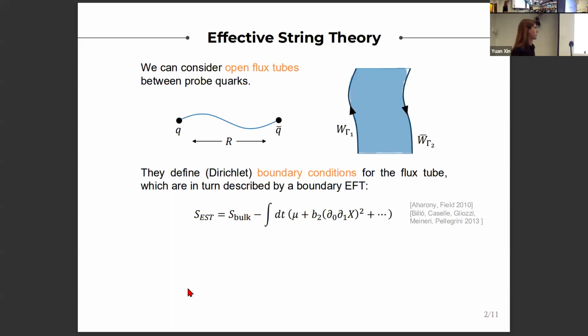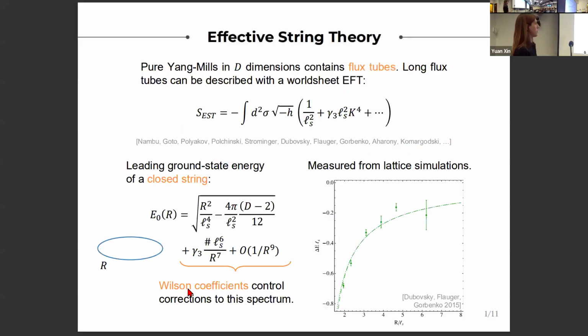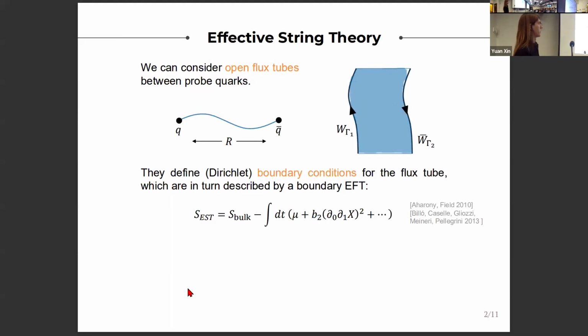And this boundary action also has an expansion in derivatives with some new fixed coefficients. The notation is gamma for the ones in the bulk, the gamma we had here, and B for the Wilson coefficients on the boundary. Okay, and these coefficients also couple to other observables.